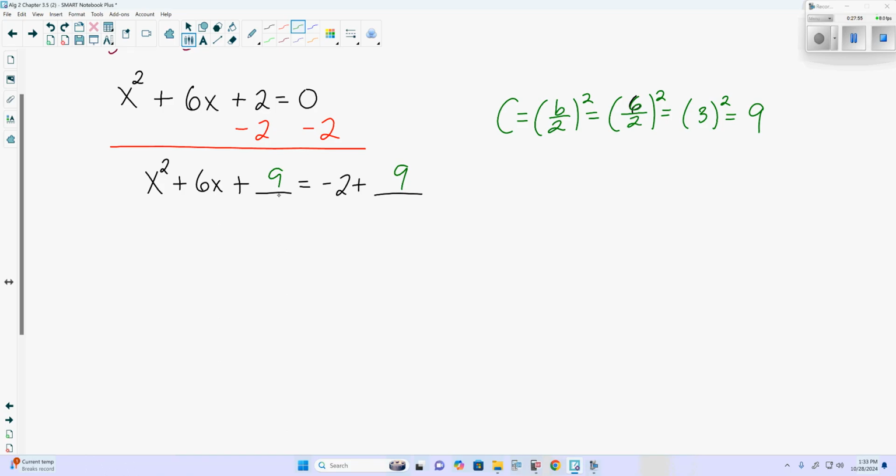Questions on how we found c? Now at this point here, we need to factor our x squared plus 6x plus 9. Well, we'll have x, and the number and sign that goes inside there is the number and sign of what we had inside our parentheses to find c before we squared it, which would give us x plus 3 squared. On the other side, negative 2 plus 9 is 7.